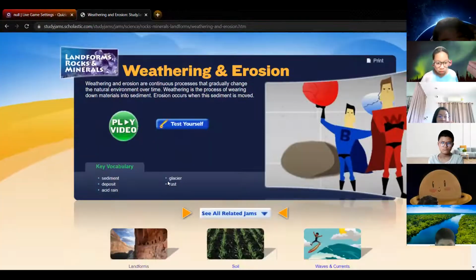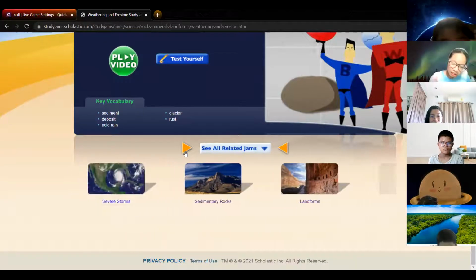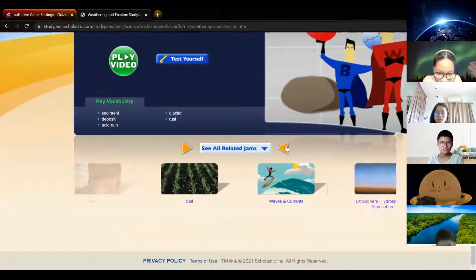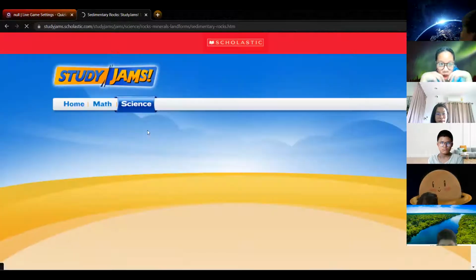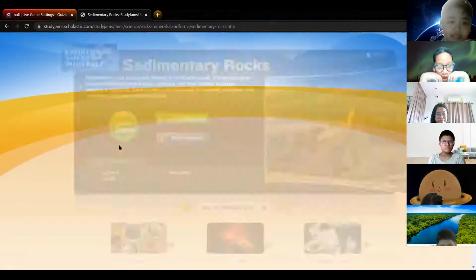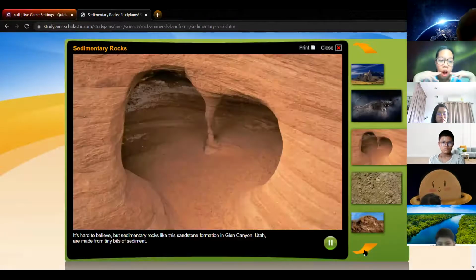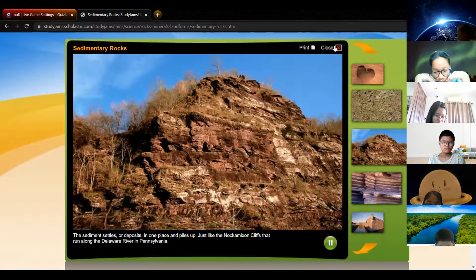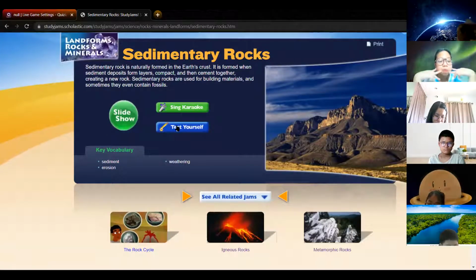Okay, so let's go back here to the types of rocks. Let's start here with, where's the igneous rock here? It should be igneous rock first. Okay, we have the sedimentary rock. So let's start with the sedimentary rock. There are questions here that I want you to answer. We will not do the slideshow because I think you know this one already. There are fossils and all of that. So we'll just go directly to here, test yourself.